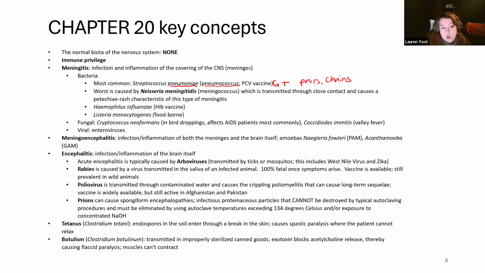Okay. The next one is the next most common, and it's also the worst one you could get. And that is the meningococcal meningitis. It is caused by Neisseria meningitidis. Oftentimes it is associated with a rash, which is kind of the characteristic of meningococcal meningitis. High mortality rate, somewhere around 30 to 50% mortality rate, whereas Streptococcus pneumoniae, the pneumococcus one, is usually between 10 to 30. It just depends on the patient, okay? But 30 to 50 with Neisseria meningitidis.